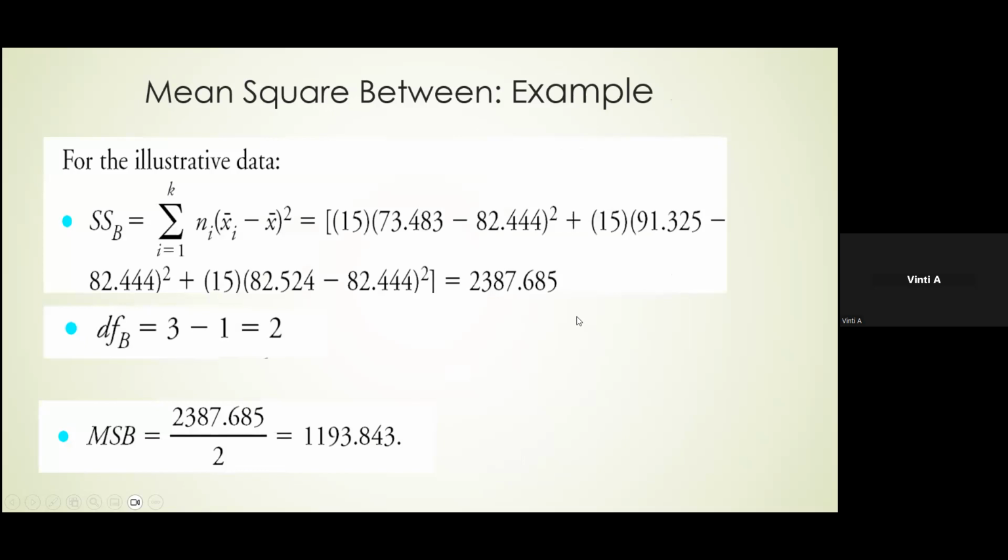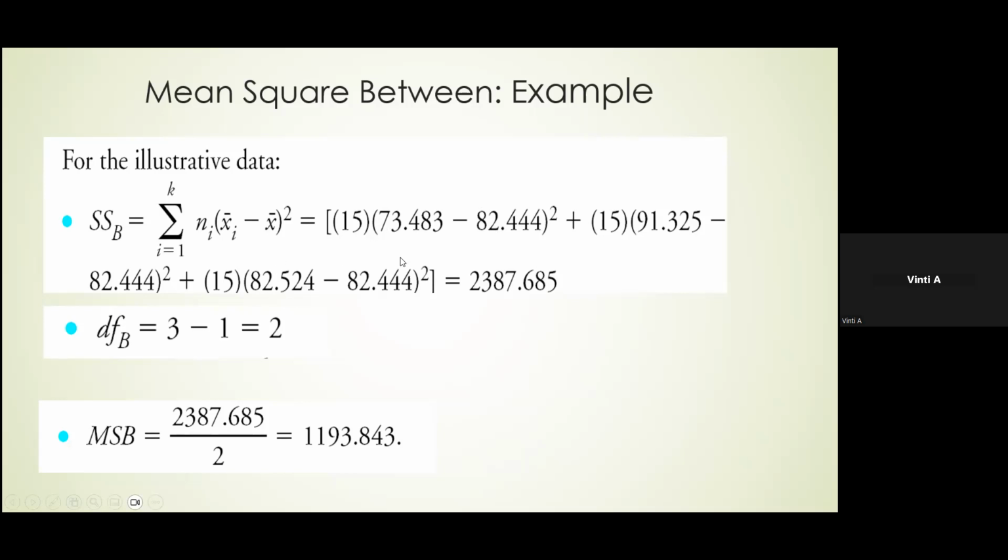Now, for example, let's say I had three groups, and because I had three groups with five observations each, there were a total of 15 observations. The overall average was 82.444. That means if I took all the 15 observations, the average was 82.44.